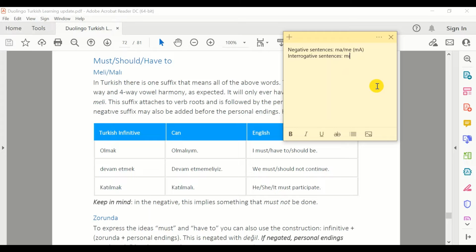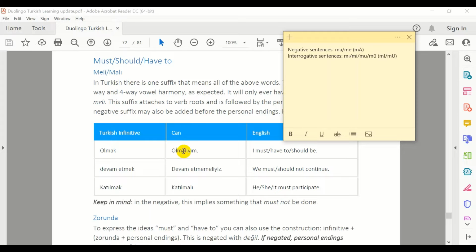Me, mi, mu, mü. In some resources you might see it like this. It means the second letter can get changed according to its vowel harmony. You know that now.